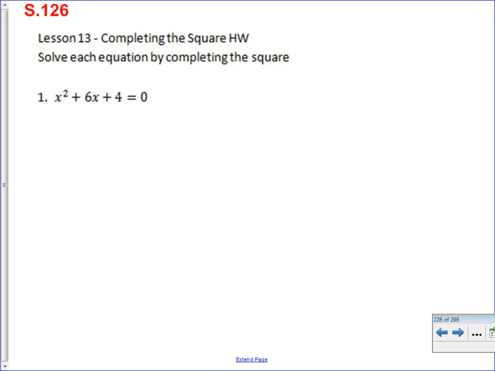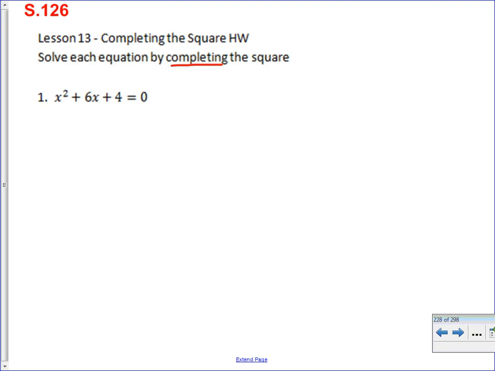Today we are solving equations by completing the square, which is a little bit different than what we had been doing last week when we were working with expressions. Now all of a sudden I have an equal sign and I'm able to solve for x. So this is on page S126, question number 1. Solve each equation by completing the square.